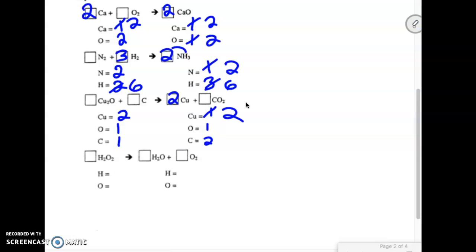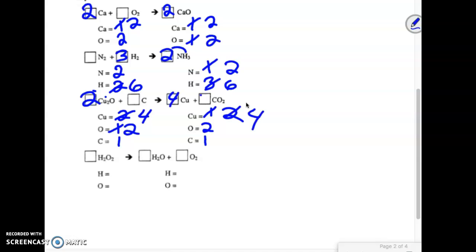Oops, I messed this up. So I'm going to have to put a 2 in front of this one over here. Hey, look, that now changes my copper to be a 4. This is why you should do this kind of stuff in pencil, because I didn't do anything wrong, but now I have to go and erase that original 2 that I had there and put a 4.